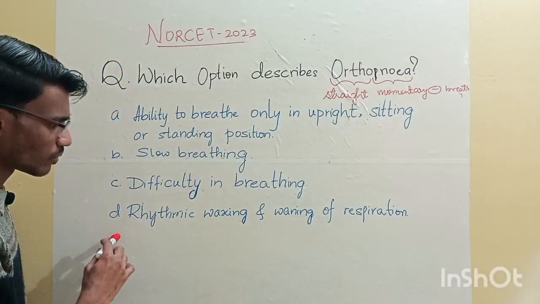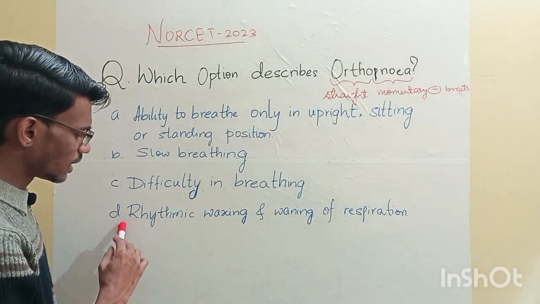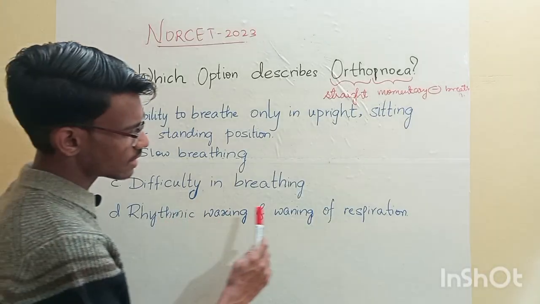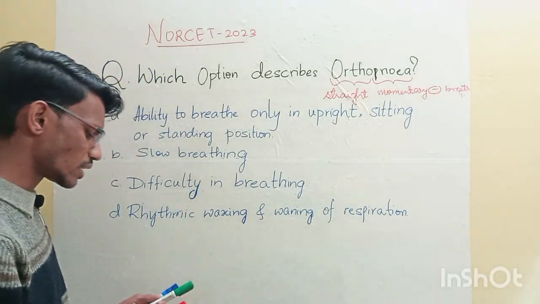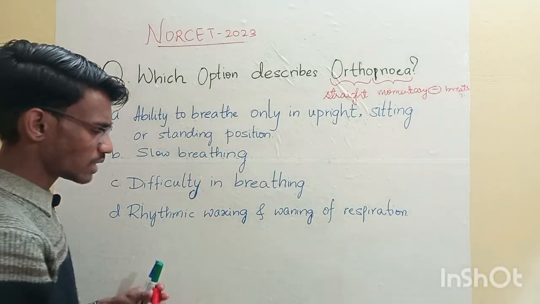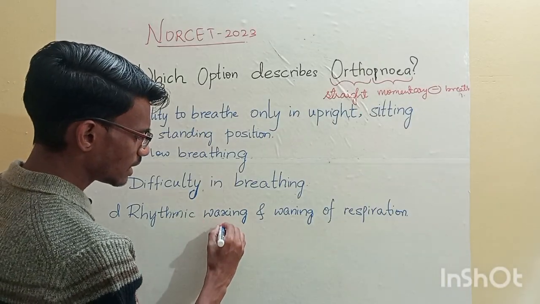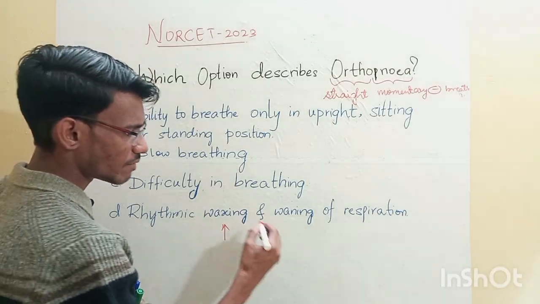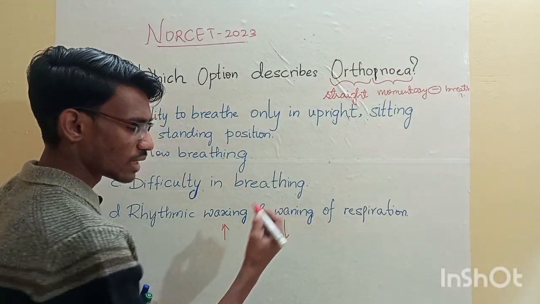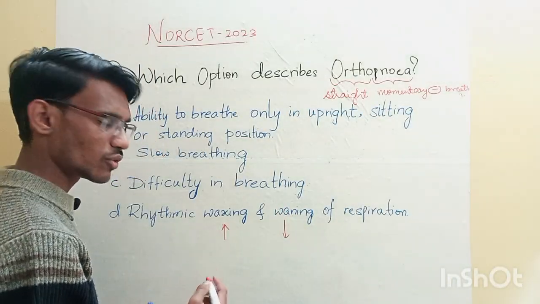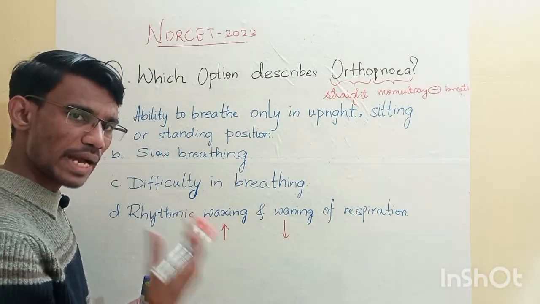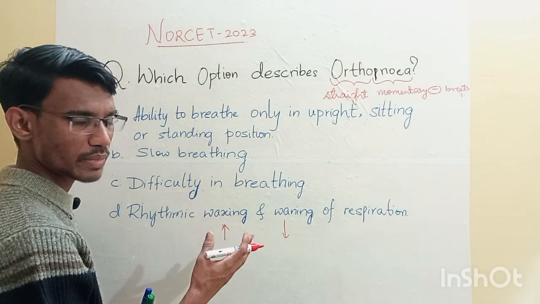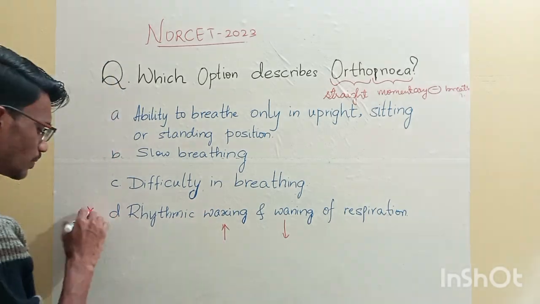Let's start from the last. Here it says rhythmic waxing and waning of respiration. What does it mean? Waxing is increase in the number of respiratory movements as well as the depth of movements, and waning means decrease in the number as well as the depth of the respiratory movements. So it just states the pattern of breathing, whereas the position is not mentioned. So this cannot be the answer.